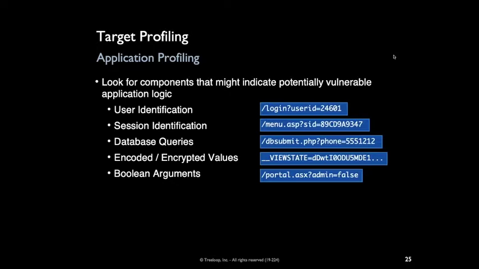Encoded or encrypted values, things that are being put into hidden form fields or cookies. A lot of times those can be interesting. Boolean arguments. I have seen web applications that do things like this, right? Admin equals false. Oh, you change it to true, and all of a sudden you get more stuff. No matter how bad the stuff you discover in your applications is, believe me, I've seen worse.